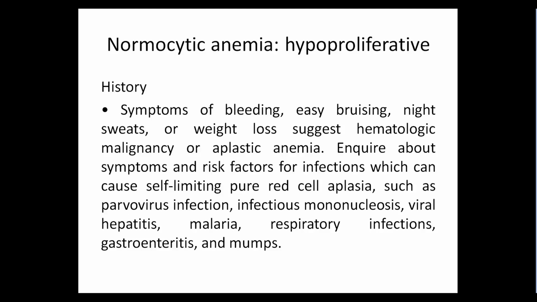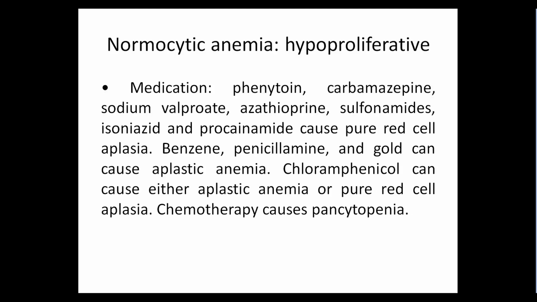Normocytic anemia, normocytic hypoproliferative anemia. History: symptoms of bleeding, easy bruising, night sweats, or weight loss suggest hematologic malignancy or aplastic anemia. Inquire about symptoms and risk factors for infection, which can cause self-limited pure red cell aplasia, such as parvovirus infection, infectious mononucleosis, viral hepatitis, malaria, respiratory infection, gastroenteritis, and mumps.